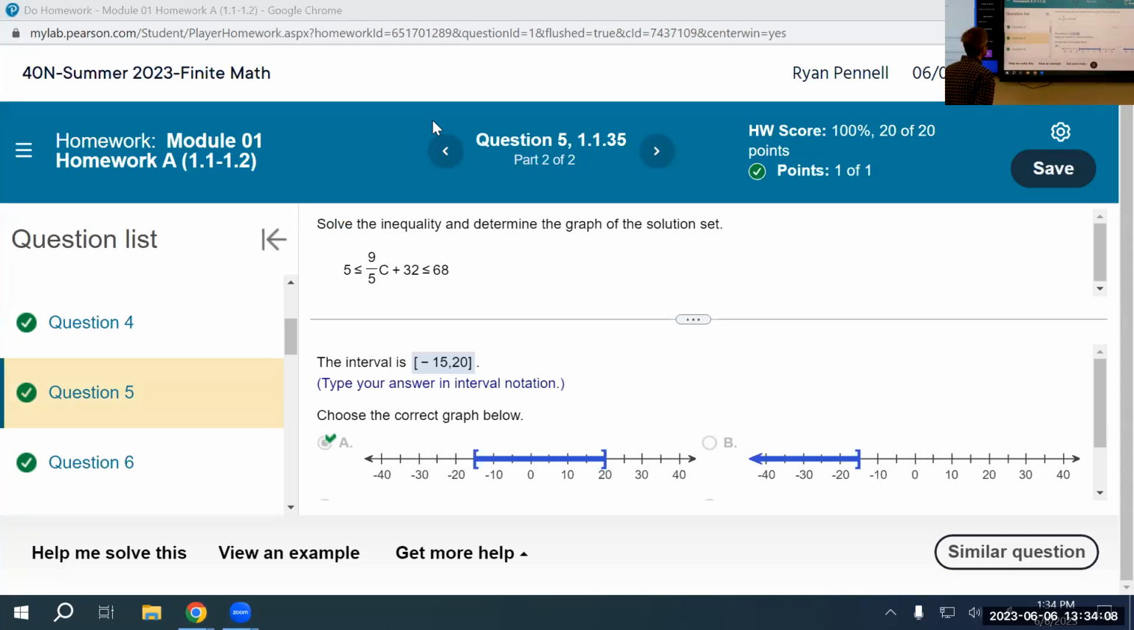9/5 C plus 32 is less than or equal to 68. This has to do with temperature. I think this has to do with converting temperature to Fahrenheit. I think that's what it is. But I don't think we have to know that to solve it. All right, so we want to know, what does C equal? Okay, what does C equal in this compound inequality?